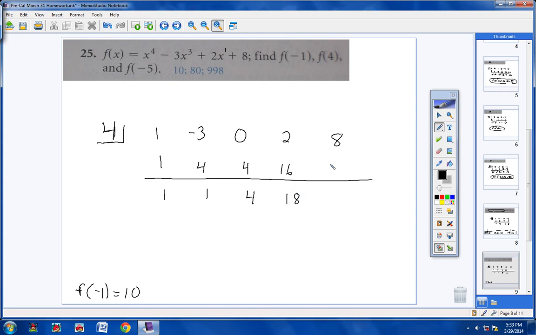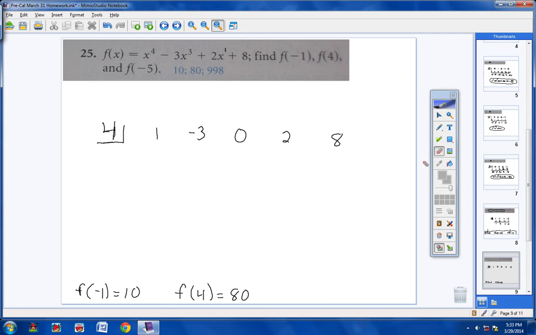18 times 4 is 72. 72 plus 8 is 80. All right. So f of 4 equals 80. All right, and then we have one more number to evaluate this function at, and that's going to be a -5. I think I'm just going to erase this right here and put a -5.